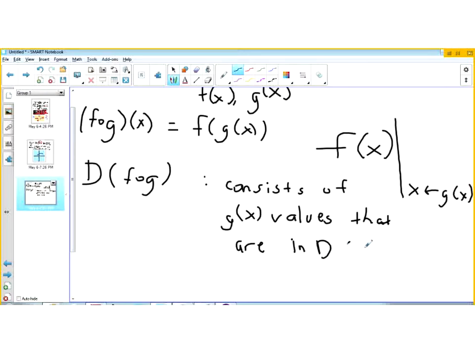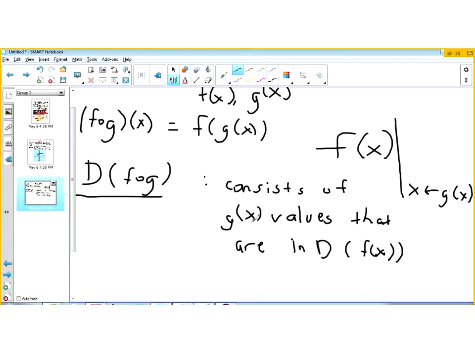In the domain of f of x. Let me write that. So in other words, g of x could have values that are not necessarily in the domain of f of x. So you need to identify g of x values that may not be in the domain of f of x, or as a matter of fact are not in the domain of f of x, and exclude those from your declaration for the domain of the composition.